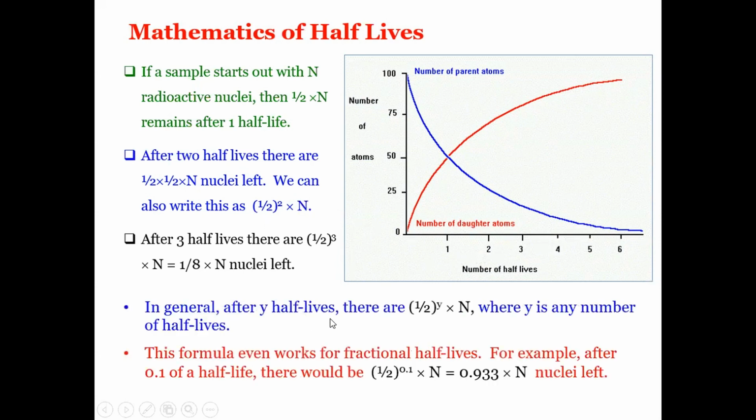In general, after y half-lives, there are (1/2)^y multiplied by N nuclei left, where y is the number of half-lives. This formula even works for fractional half-lives as well. For example, 0.1 of a half-life will leave 0.933 times N nuclei.